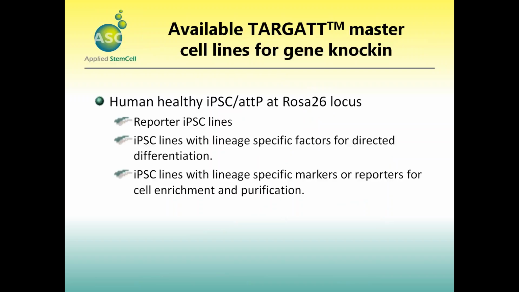We currently have the master iPS cell lines derived from a normal individual with attP at ROSA26. So using this master line, we can make reporter iPS cell lines, and differentiate the iPS cells into lineage-specific cells expressing lineage-specific markers or reporters for cell enrichment and purification.